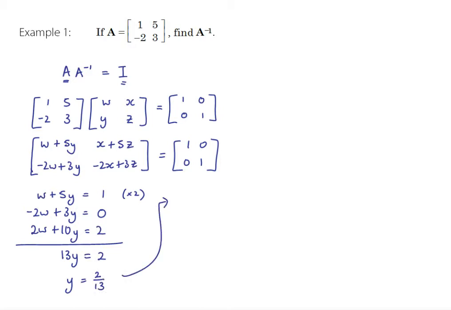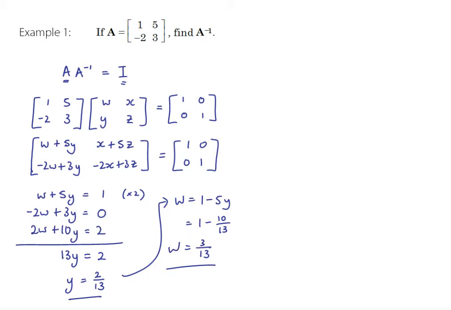I'm going to go to the first equation, which tells me that w equals 1 minus 5y. So that is 1 minus 5 times 2 thirteenths, which is 10 thirteenths. And 1 minus 10 thirteenths is 13 thirteenths minus 10 thirteenths, so 3 thirteenths. So we have y and we have w.